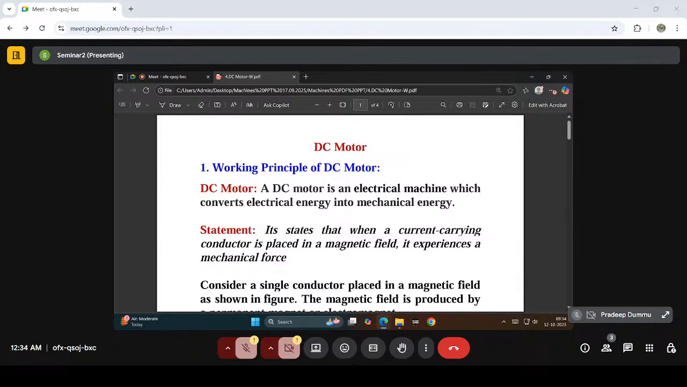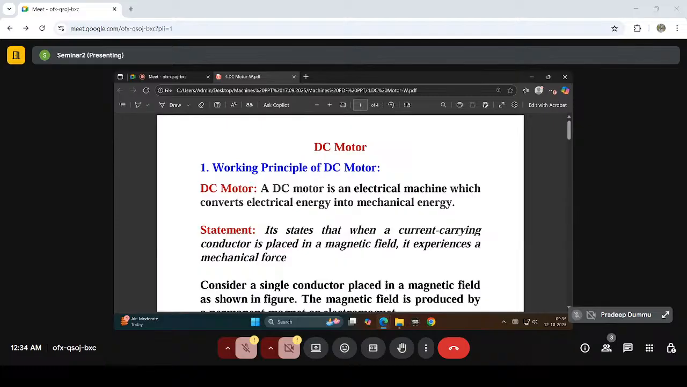Equipment or electrical machine which converts electrical energy into mechanical energy. What is the generator definition? Reverse, which converts mechanical to electrical. Now we have to justify this definition in the working principle of a DC motor: how we are converting electrical to mechanical.